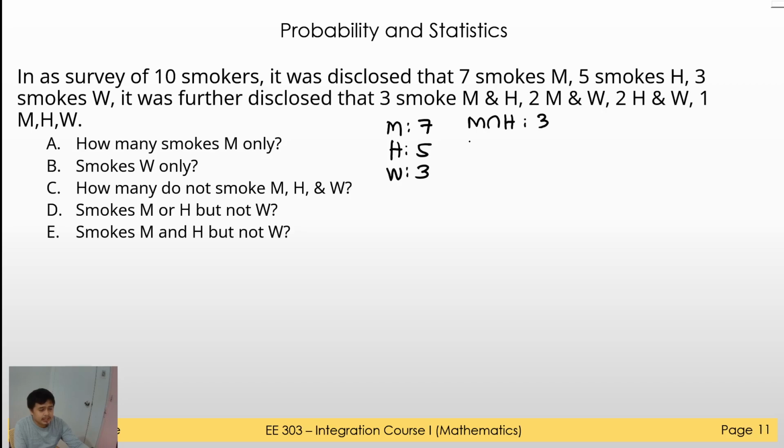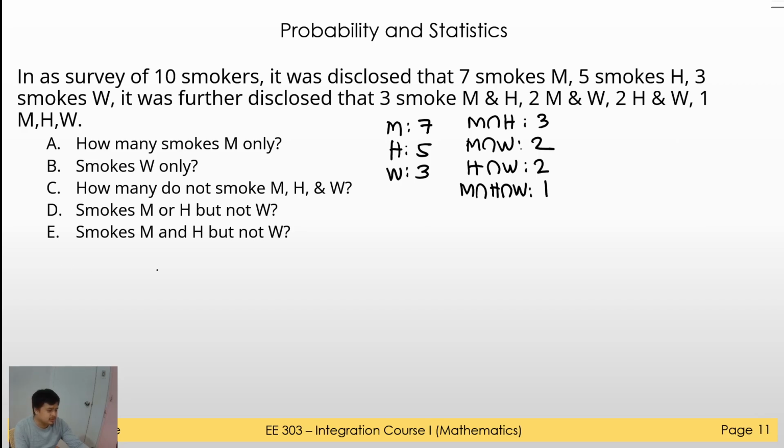And then we have M and W, which is 2, and then we have H and W, which is 2, and then M, H, and W, which is 1.